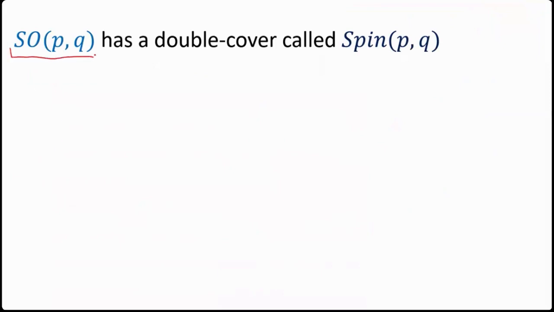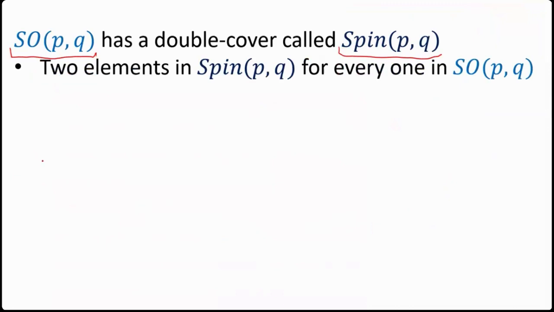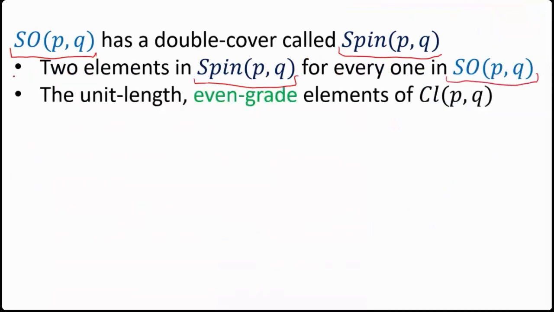So basically the group SO(p,q) has a double cover called Spin(p,q). When I say double cover, it means there's two elements in Spin for every one in SO. So here's how you get Spin(p,q). You take the unit length and even grade members of the Clifford algebra, Cl(p,q). So if this was Cl(3,0), the even grades would be the scalar and the bivectors. So we ignore the vector and the trivector because they're not even grade.